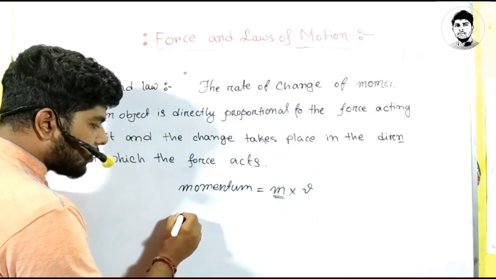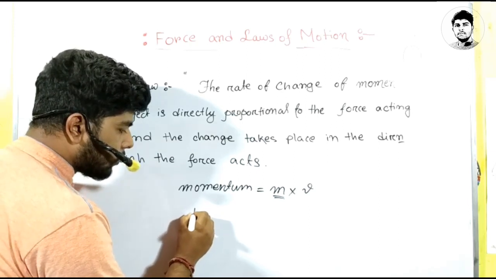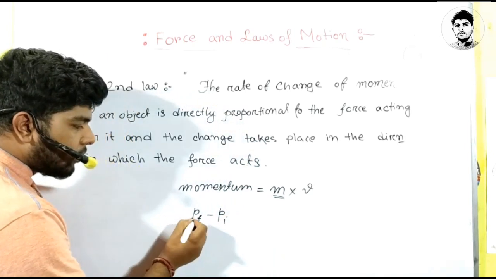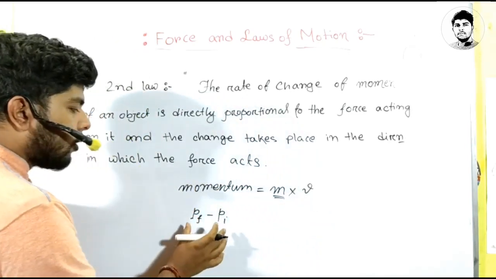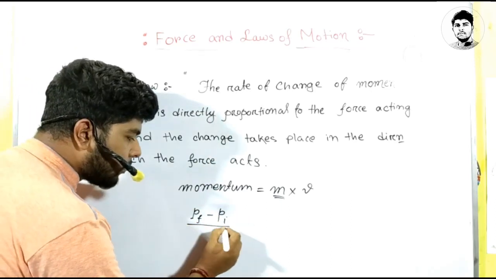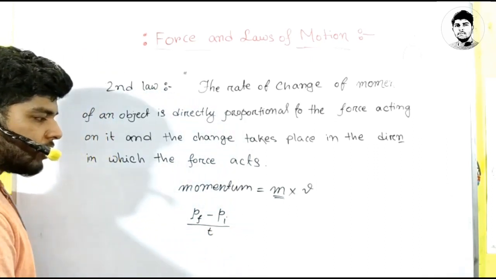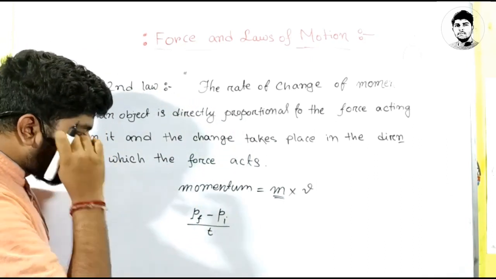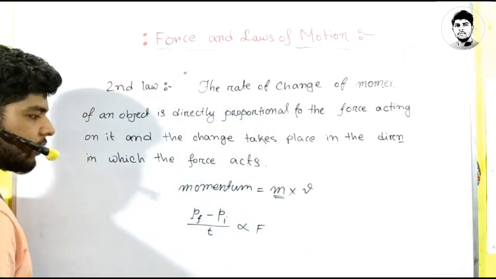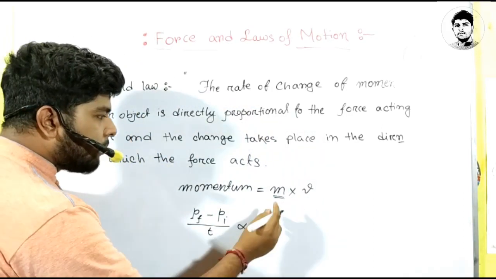So the rate of change means P final minus P initial, where P is momentum. Now P final minus P initial is the change of momentum, and if we divide it by time, we get the rate of change of momentum. It is proportional to the force acting on it, and the direction will be the same as the force direction. Now P means m into v.